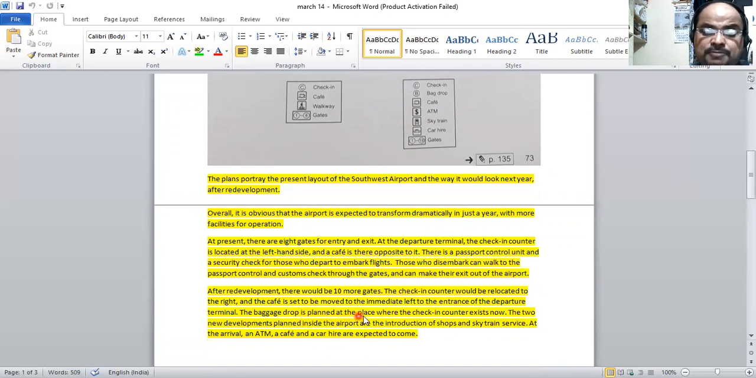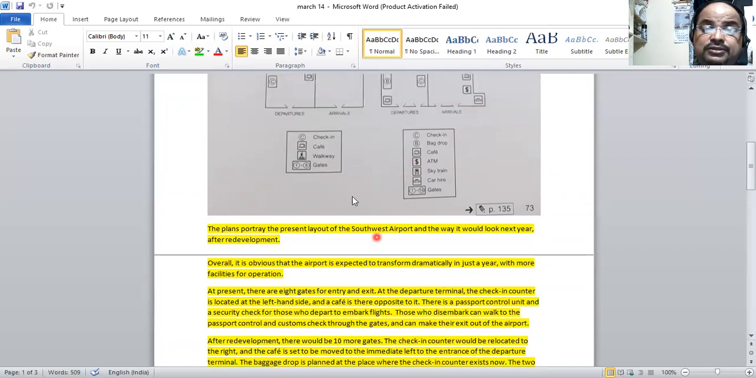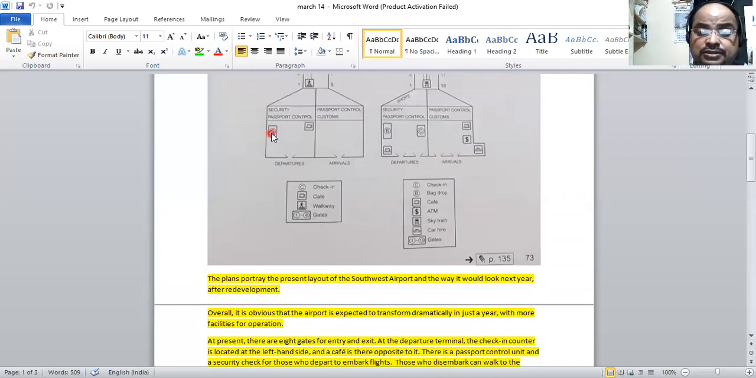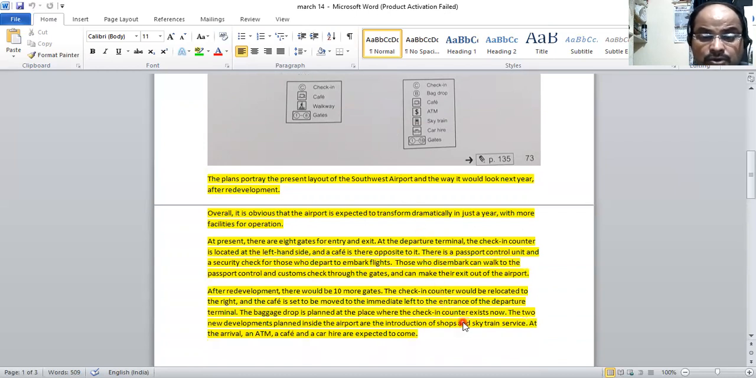The baggage drop is planned at the place where the check-in counter exists now. The check-in counter is existing here. So at that place, the baggage drop will be there. And the check-in counter is there opposite to this.